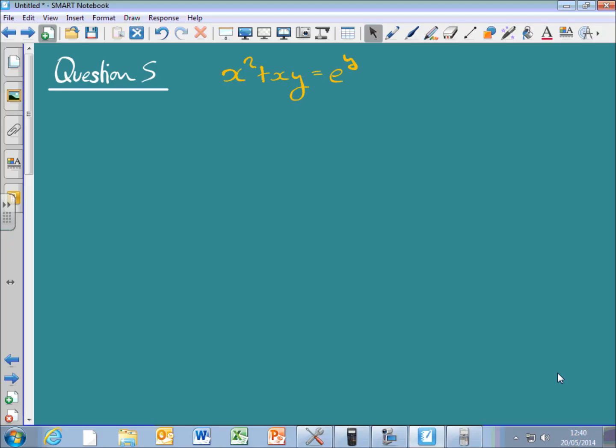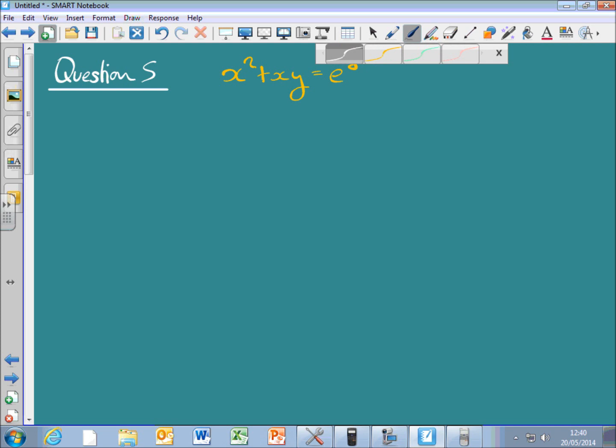So on question 5, you're given x squared plus xy equals e to the y, and it wants you to find the gradient of the curve at point -1, 0. So to find the gradient, we need dy/dx. So we're just going to differentiate all of this with respect to x. So this is implicit differentiation.